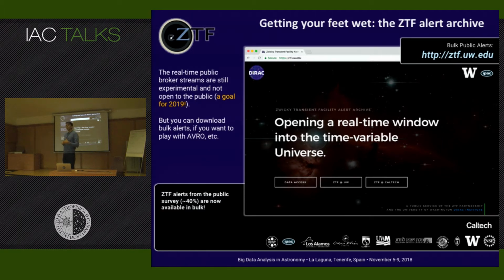In the meantime, we have an archive of alerts. So if you want to see what an Avro packet looks like, or what that format looks like, then you can go to this URL, ztf.uw.edu, and you will find fairly sizable tarballs of all these data. And the second thing you can do, this is good for real science. This is 40% of all ZTF observations, and they're all public. So you can start constructing light curves out of this, look for interesting objects, and all kinds of science that the time domain enables you to look at. So that's already here.